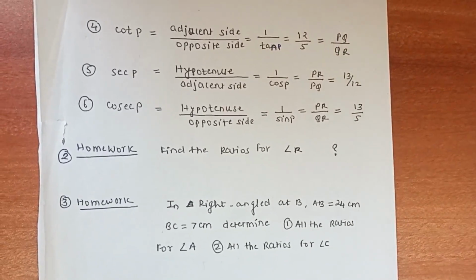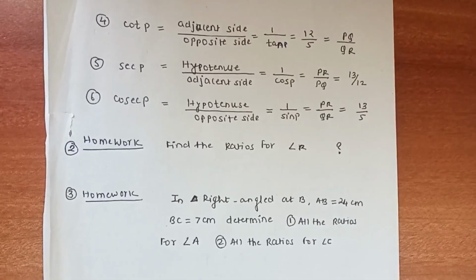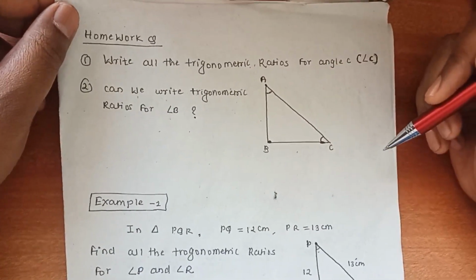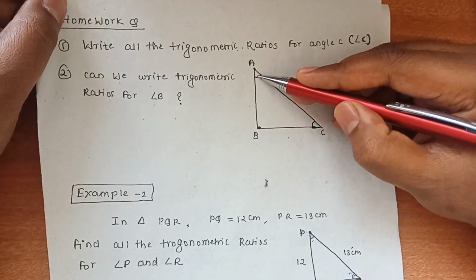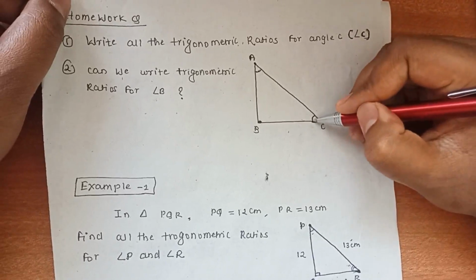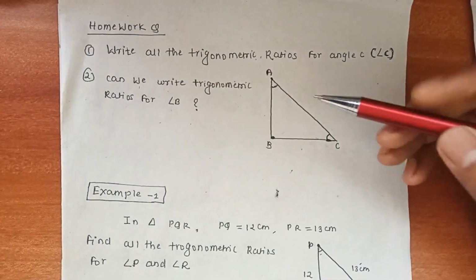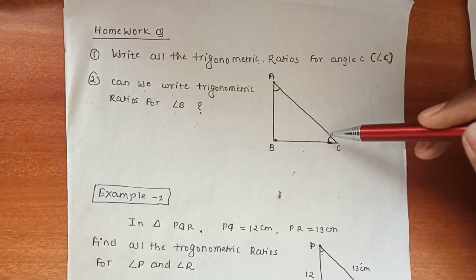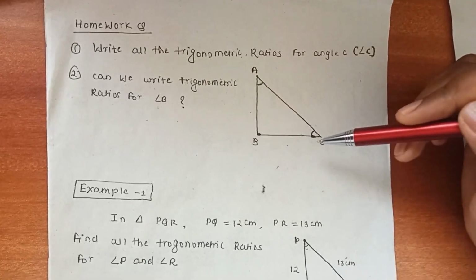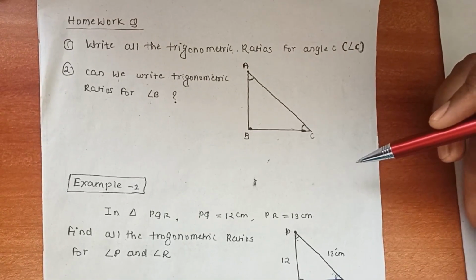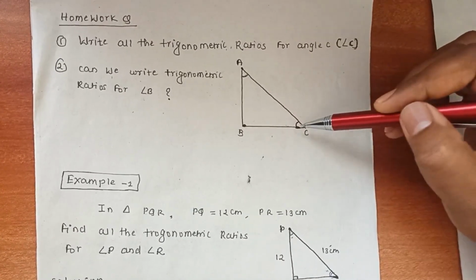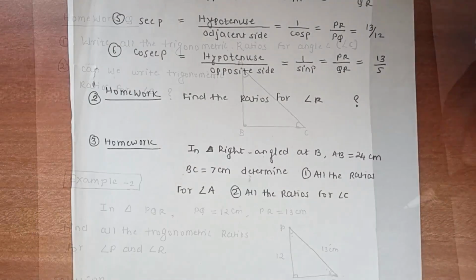Why am I saying you should know what the angle is? Because suppose we take the triangle we discussed before. If you are taking angle A, this will be the adjacent side, this will be the opposite side. But if you take angle C, the opposite and adjacent sides for angle A and angle C are different, because if you take angle C, AB will become the opposite side and BC will become the adjacent side. So you should be very careful which angle you are taking, whether angle A or angle C.